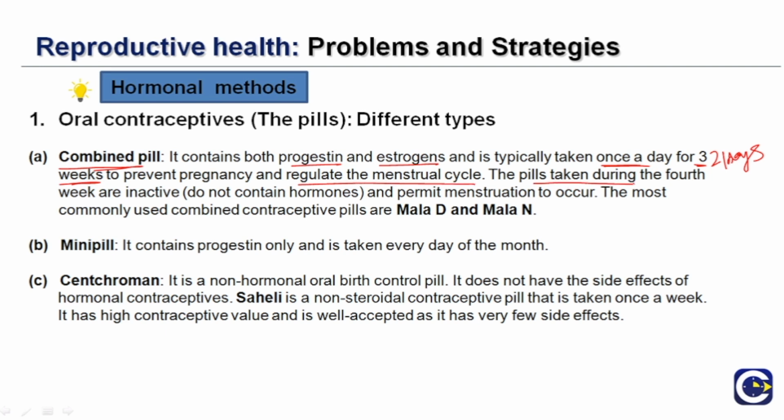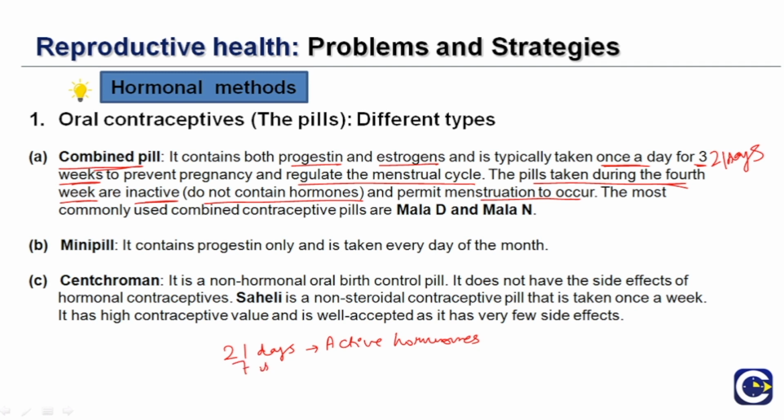The pills taken during the 4th week, or the 7 days, are inactive. They do not contain any hormones and permit menstruation to occur. So for the first 21 days, the pills that you take are active. That is, they contain the active hormones, so that there is a stagnant level. There is a low level of LH and FSH, and as a result there is no LH surge taking place, and no ovulation taking place.